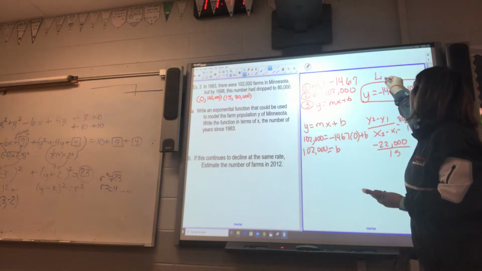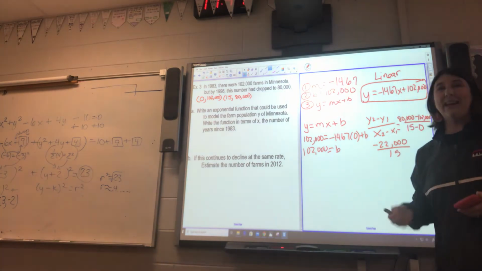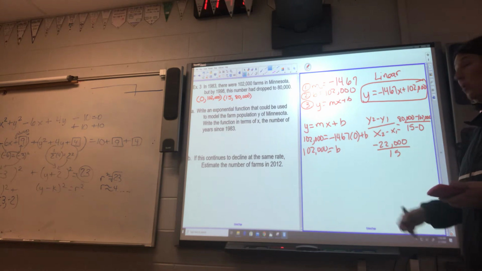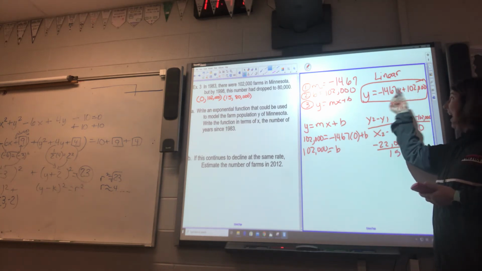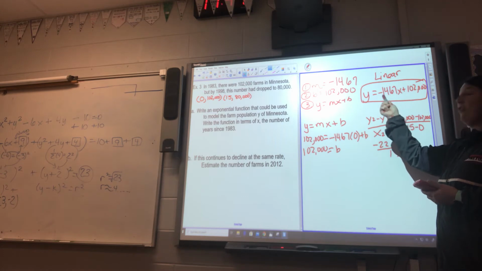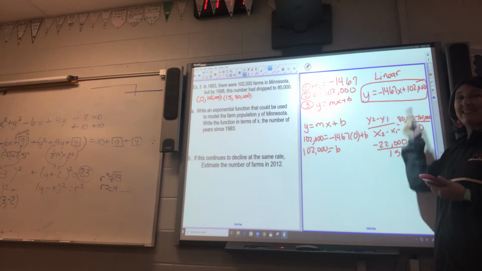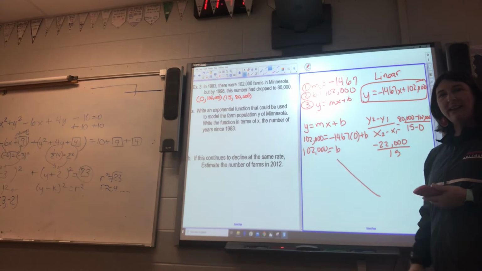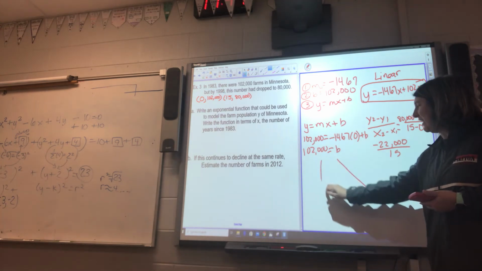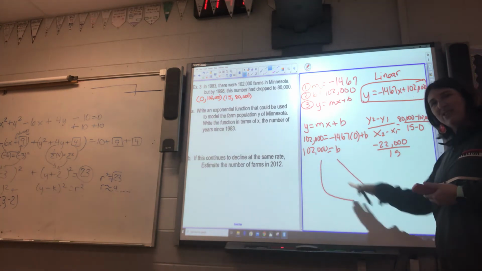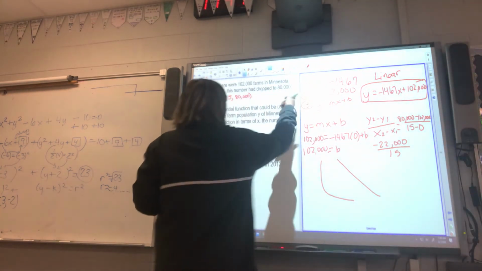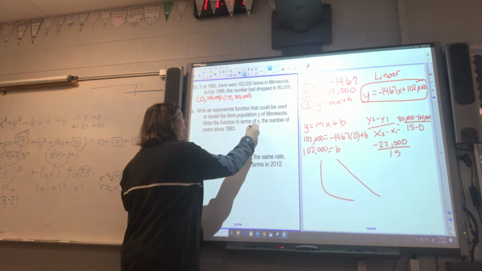This is called a linear model. That is what happens if every year we lose the same number of farms. We started with this value. Every year, the number of farms is decreasing by almost 1,500. That's a linear model, but we know not everything does linear. It might not look like that. It might decrease quickly and then start to taper off at the end. So we are going to write an exponential, but it's similar. This is the equation that we want.